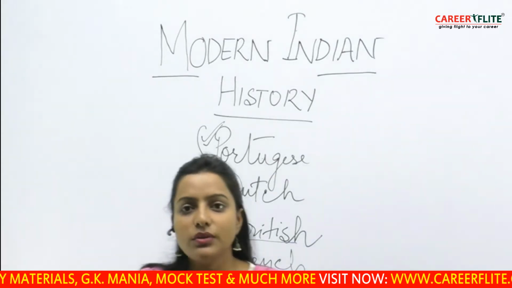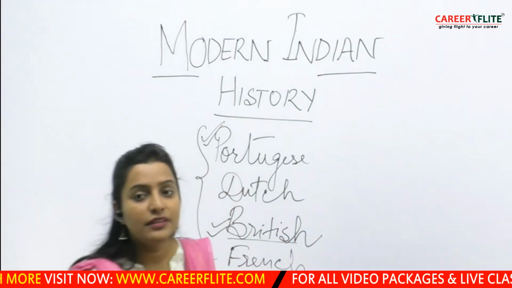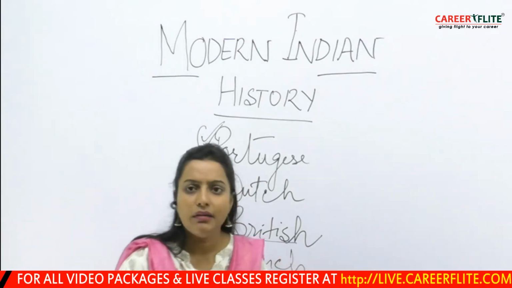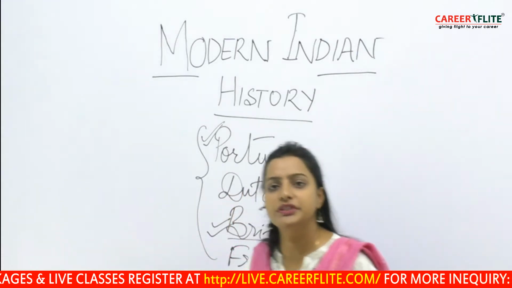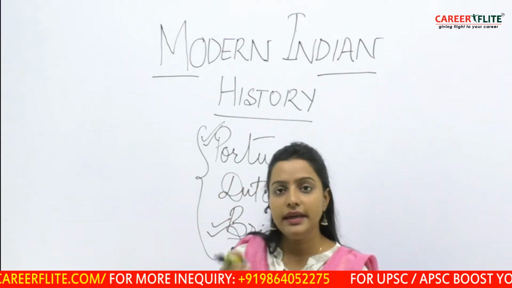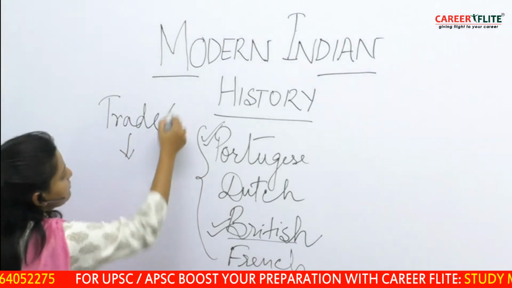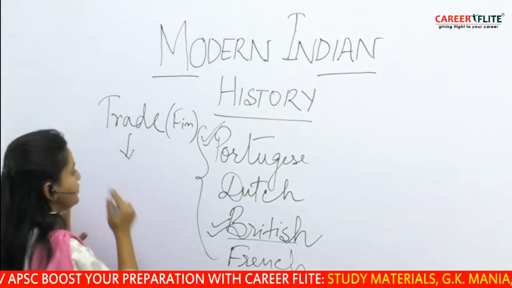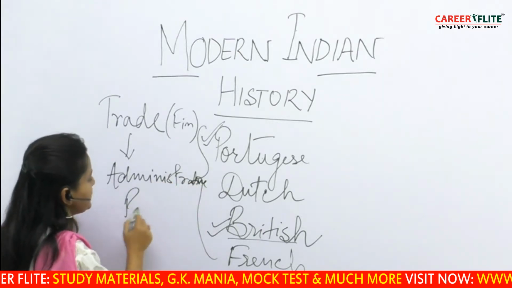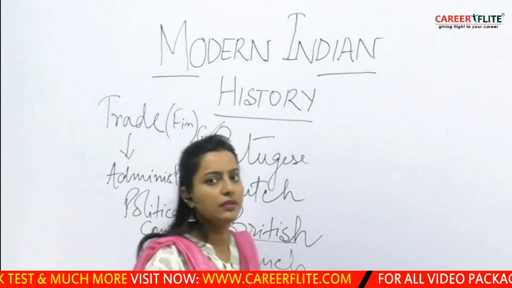Now let us see why all these European powers came to India. Initially, all these powers came into India basically for trade purposes, to expand the trade and commerce of their own nations. But with time, we have seen the kind of British colonialism that happened in India. So we can say that the Britishers or the other powers came with the purpose of trade, but this finance actually turned into something administrative as well as political control over Indians.